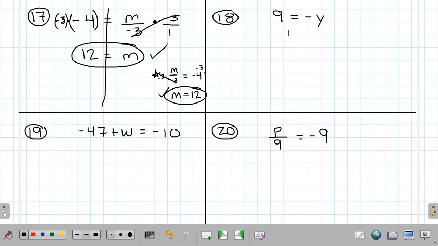Number 18, this one I am going to move around. So I have negative y is equal to 9. So I just flipped across the equal sign. Once again, just like number 11, you can write this as negative 1y. So that tells us we need to divide by negative 1. So then y is equal to negative 9.